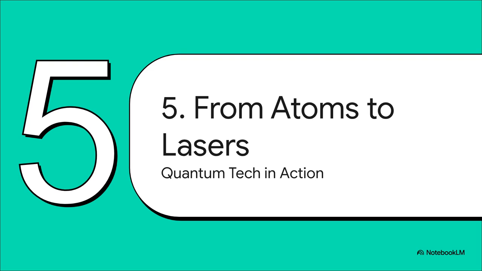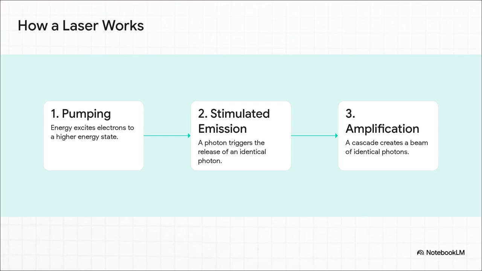Okay, final section. From atoms to lasers. Because once you understand the rules of the universe, you can start to manipulate them. So let's look at a perfect piece of quantum technology in action, the laser. At its heart, a laser is a quantum machine. It all starts with pumping.